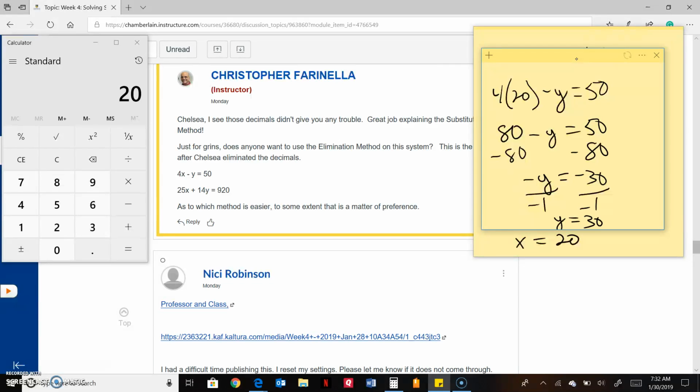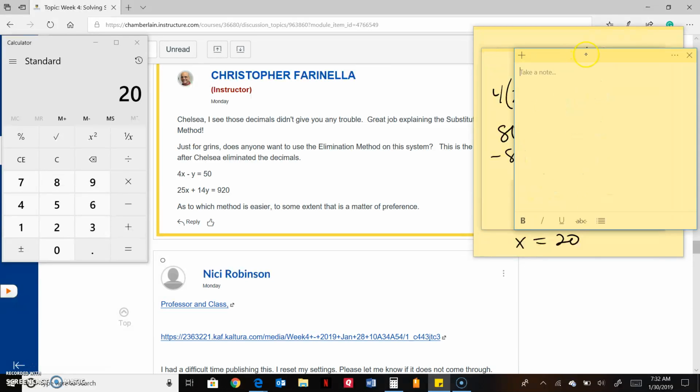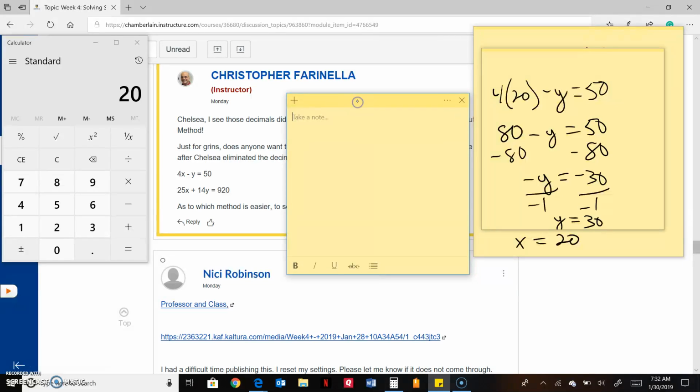And let's plug those two possible solutions into our equation and see if it's true. 4 times x equals 20 minus y, which was 30, equals 50. We know this equals 80 minus 30 equals 50. So that's true. Let's try it on the other equation.